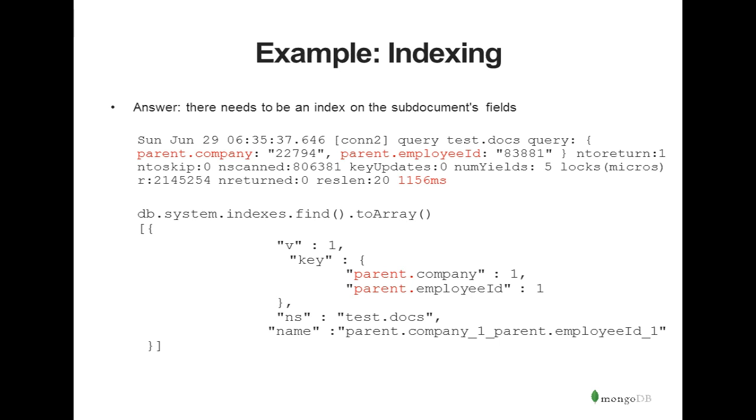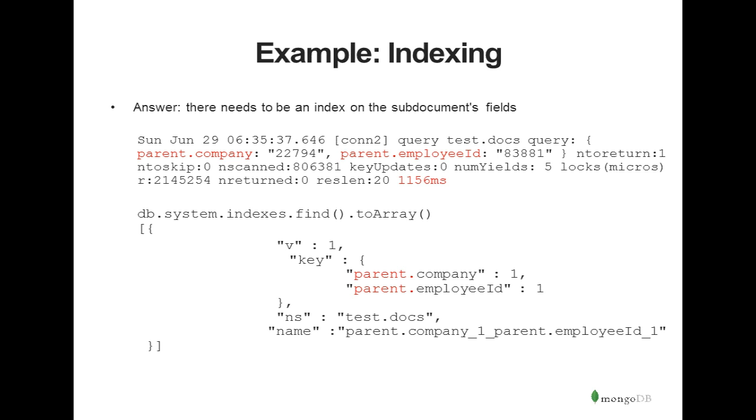So the index was actually created incorrectly. It was created on something that didn't exist. It was created for company and employee ID, and it should have been created for parent.company and parent.employee ID. So this was an example of somebody at some time thought they were doing the right thing by creating an index, but they actually created the wrong index. And once they fixed this, this issue went away.